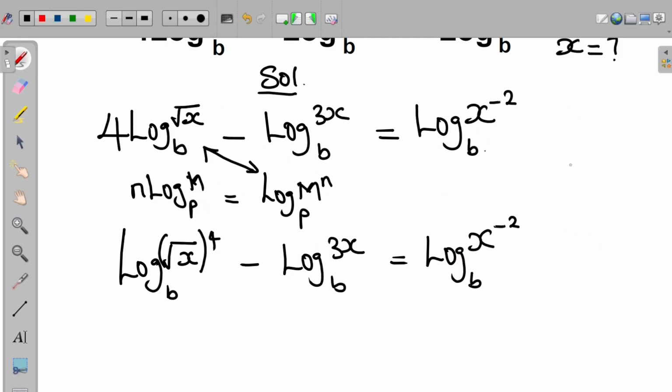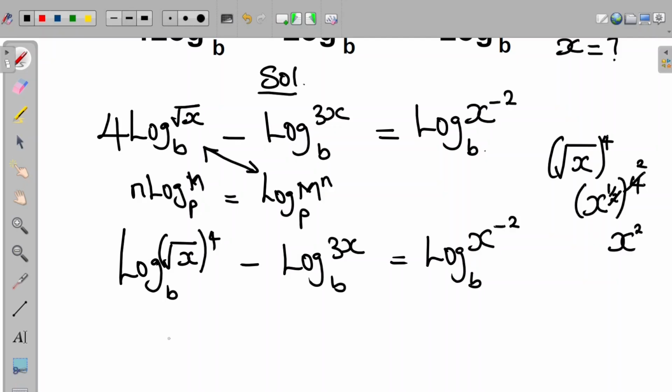Now also note that if I have root of x all raised to the power of 4, this can be expressed as x raised to the power of 1 divided by 2, all raised to the power of 4. So 2 cancels itself, we have 1. 4 divided by 2, we have 2. So therefore, x raised to the power of 2.